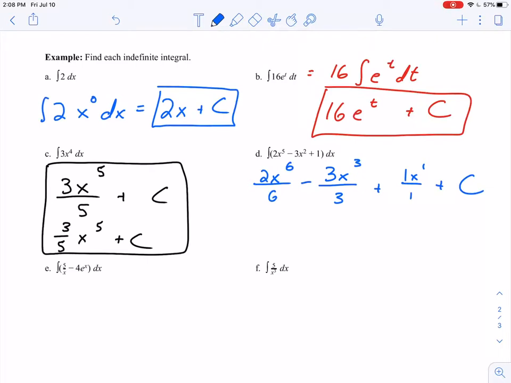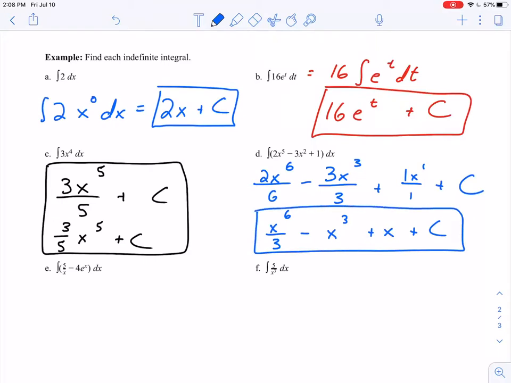Maybe I take a step just to clean this up. This is really x to the 6th over 3, minus x cubed, plus x plus c, and hey, there is my indefinite integral. So you don't necessarily need to rewrite this problem as 3 separate integrals, but if you're feeling a little bit overwhelmed with this process, if you need to slow it down a little bit, then that might not be a bad idea for you to do.